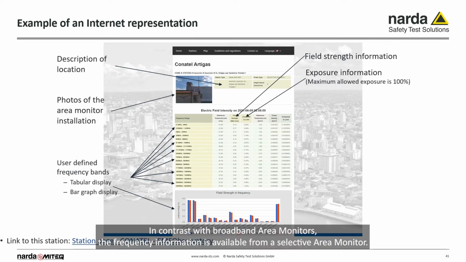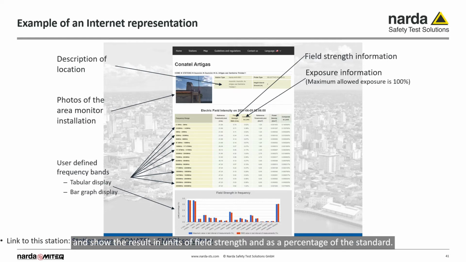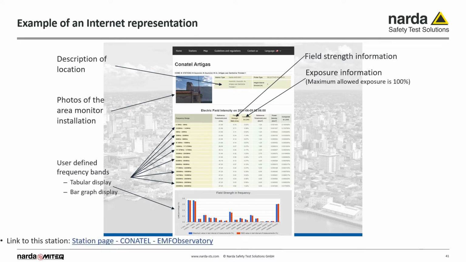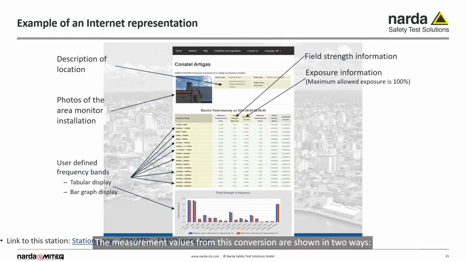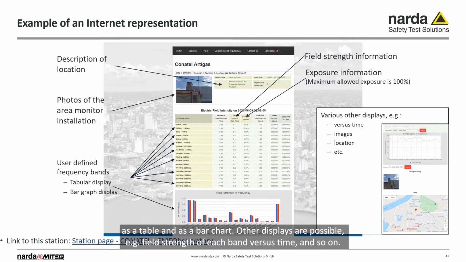In contrast with broadband area monitors, the frequency information is available from a selective area monitor. This means it can also compare any field strength measurement value against a frequency-dependent standard and show the result in units of field strength and as a percentage of the standard. The measurement values from the conversion are shown in two ways, as a table and as a bar chart. Other displays are possible, for example, field strength of each band versus time, and so on.